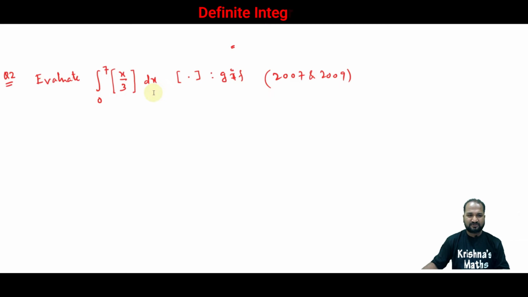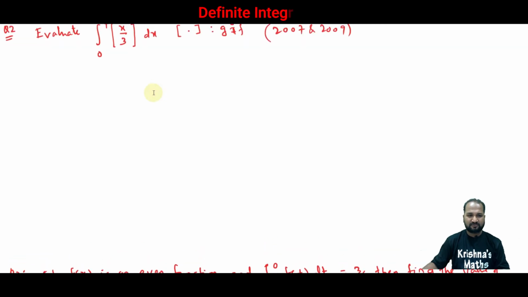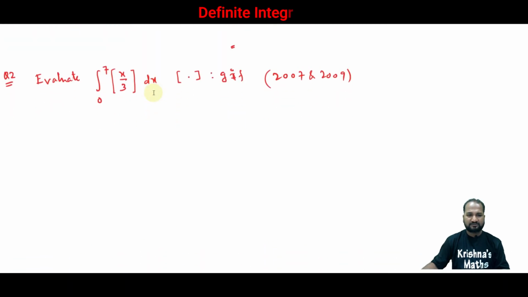Now come to the next question. The next question is integration 0 to 7 x divided by 3, and this is a greatest integer function.